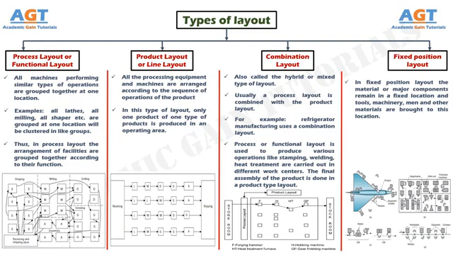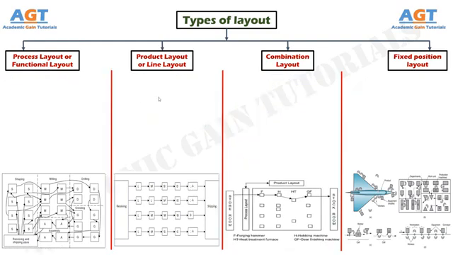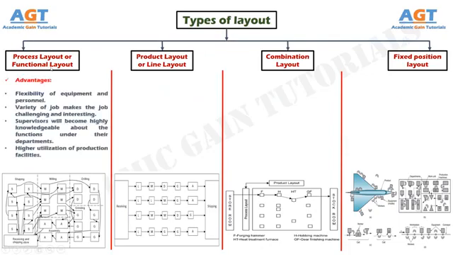Now that we have discussed them in detail, let's look at the advantages and disadvantages of different types of layouts. The advantages first. Process layout or functional layout. Flexibility of equipment and personnel. Variety of job makes the job challenging and interesting. Supervisors will become highly knowledgeable about the functions under their departments. Higher utilization of production facilities.